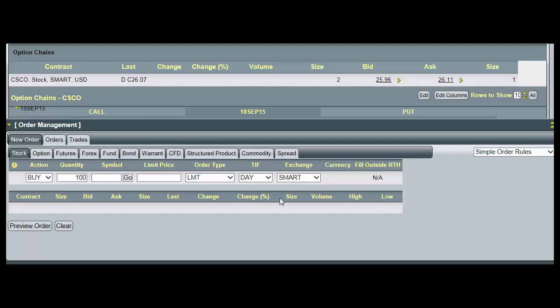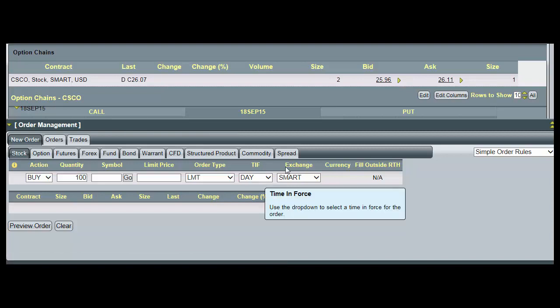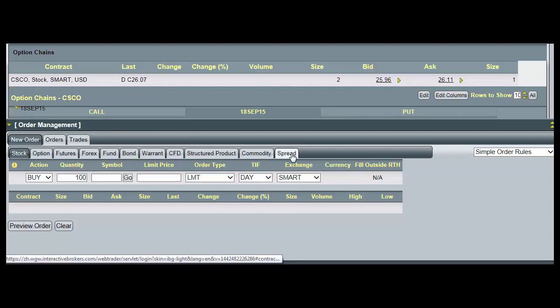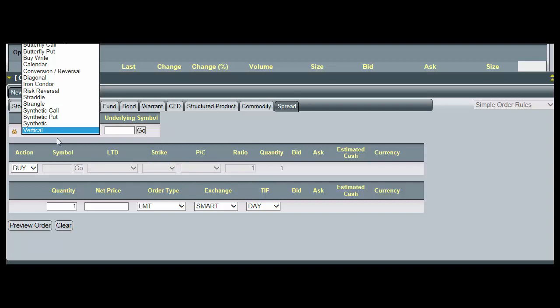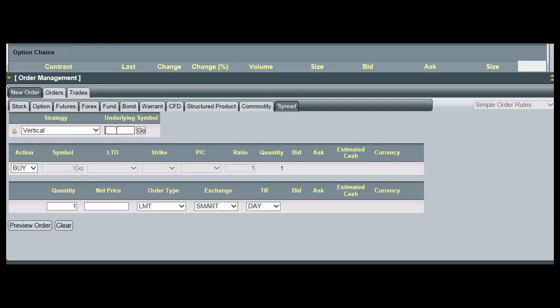So now we're going to show you how to place this trade. We're in the order management window, and you can see here there's a lot of tabs along the bottom. We're going to click on spread on the far right hand side. So we click on spread, and you can see the strategy it opens up is vertical. There's a lot of different strategies in there, but we're placing a vertical trade.